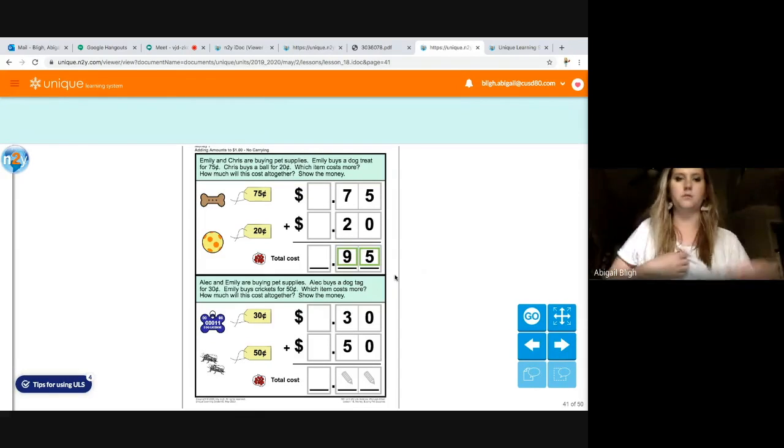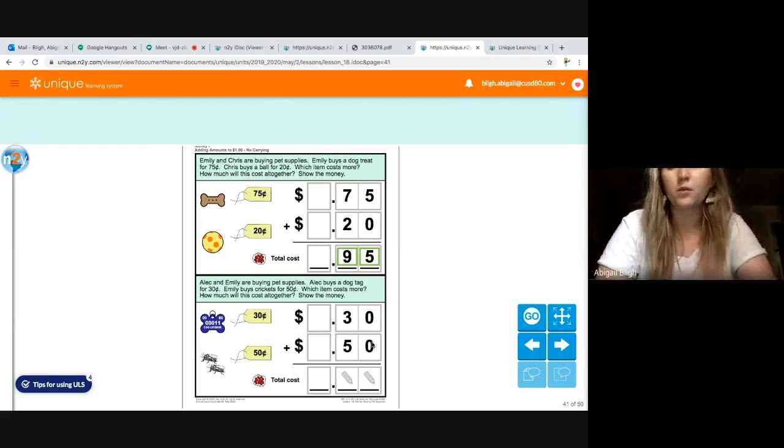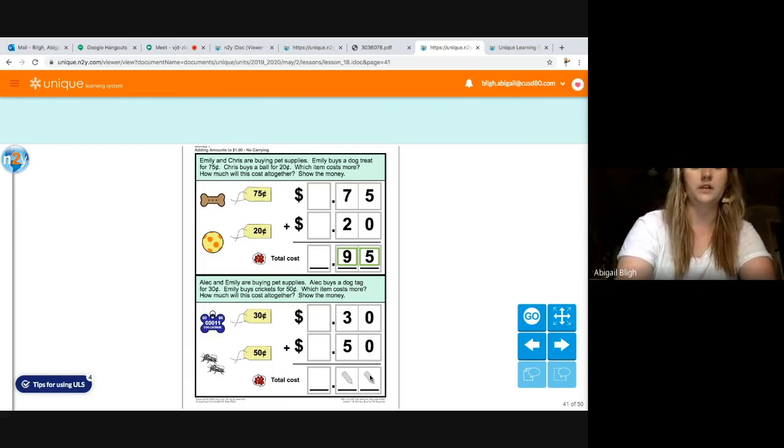Good, let's do the second one. Alec and Emily are buying pet supplies. Alec buys a dog tag for 30 cents. Emily buys crickets for 50 cents. Which item costs more? How much will this cost all together? It's our key word that we're adding. Okay, so again, on this side, 0 and 0. If we're just doing 0, are we going to move anywhere on a number line? No, so that's 0.